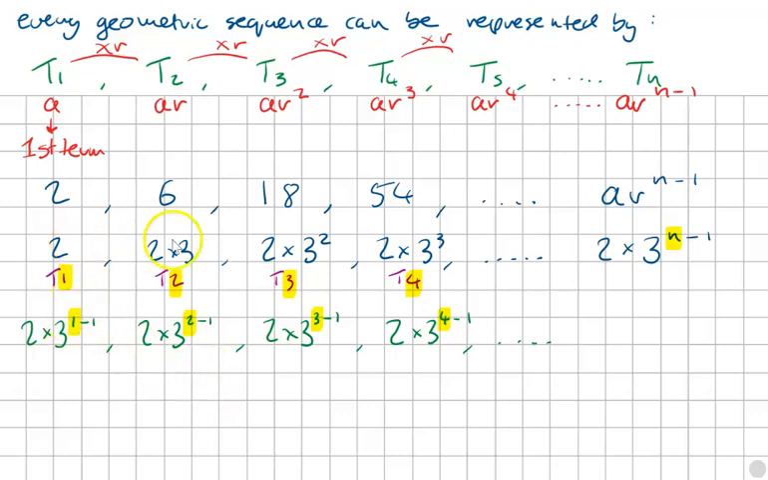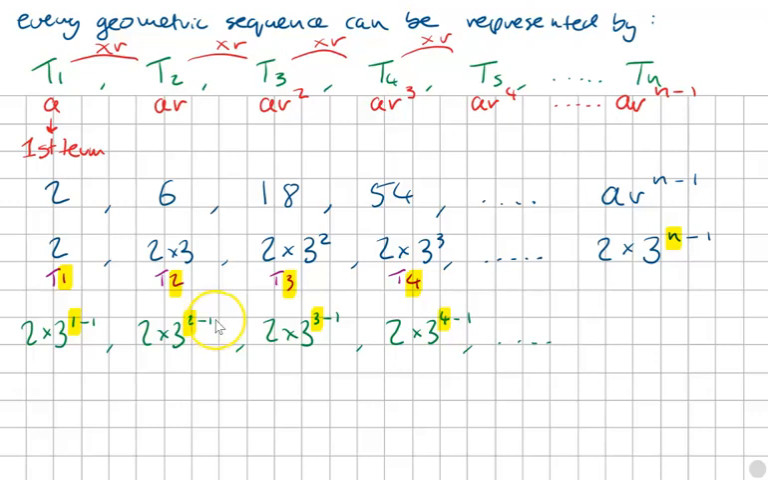And then we can clearly see where this list of numbers and terms came from. Because 1 minus 1 is 0. So 3 to the power of 0 is 1. Anything to the power of 0 is 1. And 2 times 1 is just 2. So that works out for our rule.